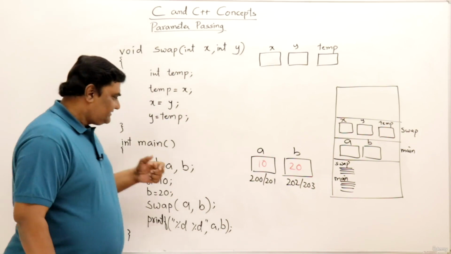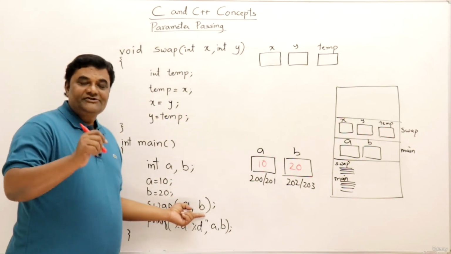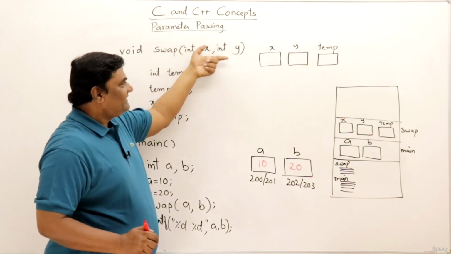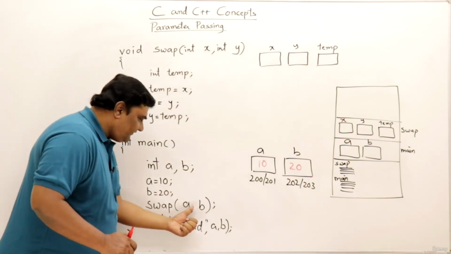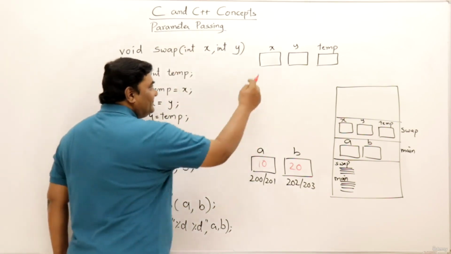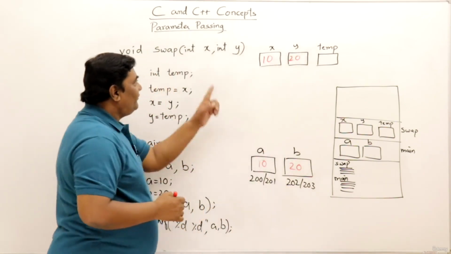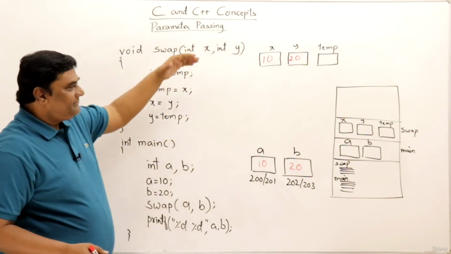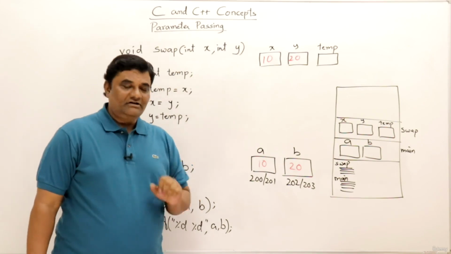Now call by value. See here, the main function is passing these parameters. These are actual parameters, and these are formal parameters, x and y. What happens when the function is called? The value of a is copied in x and the value of b is copied in y. So 10 is copied here and 20 is copied here. The formal parameters are normal variables, so they will take the values of these parameters when the function is called.